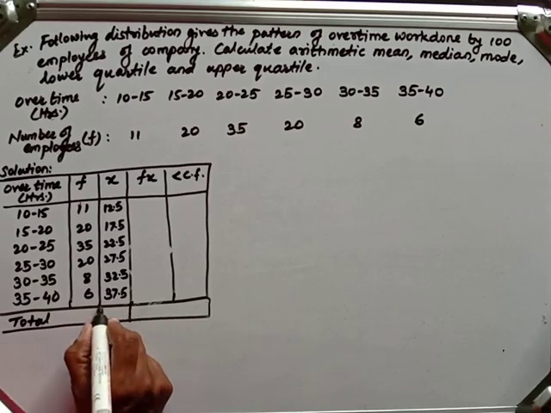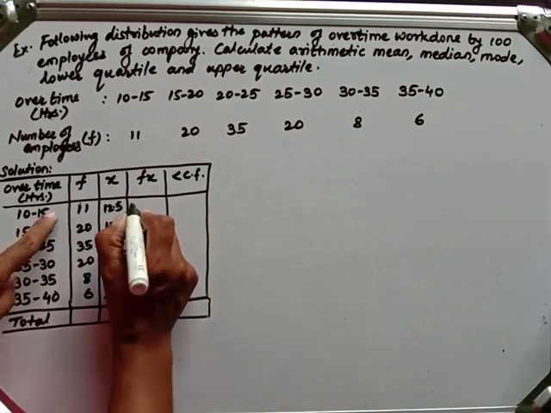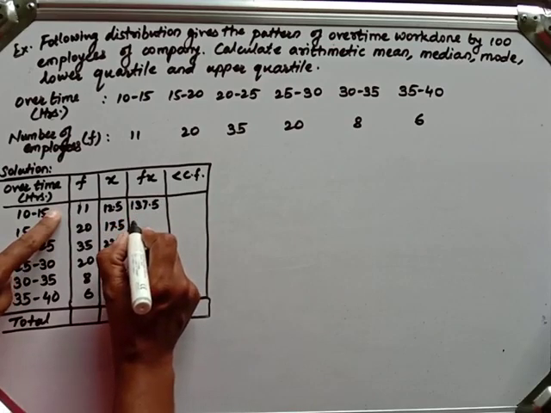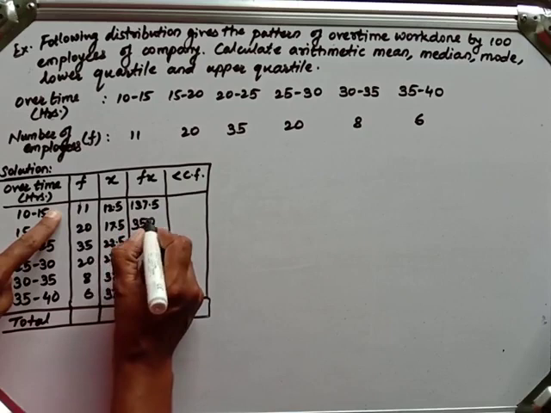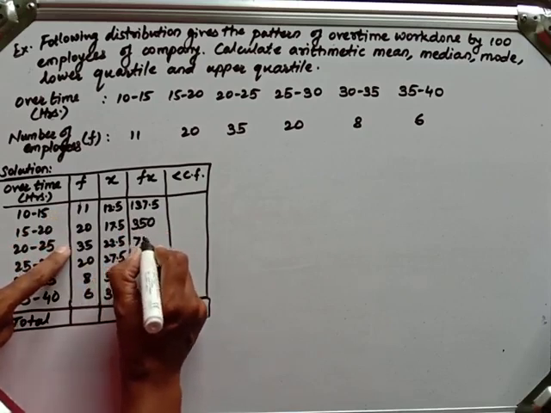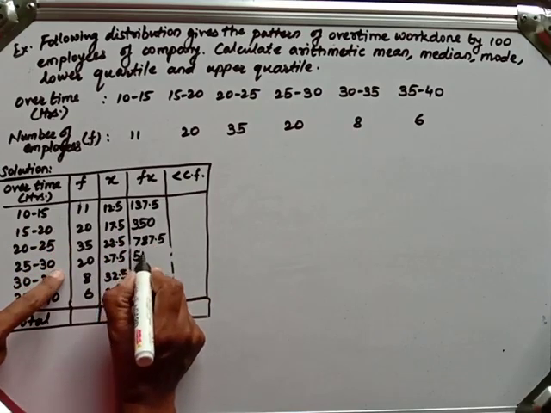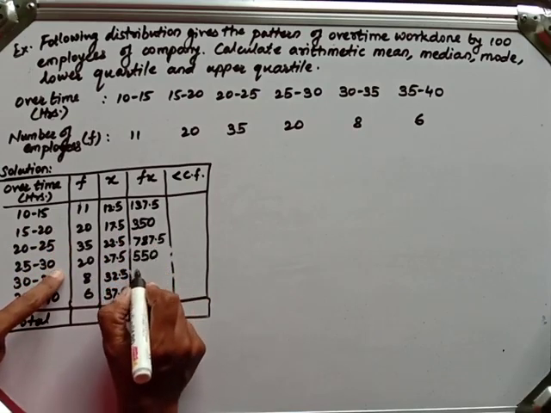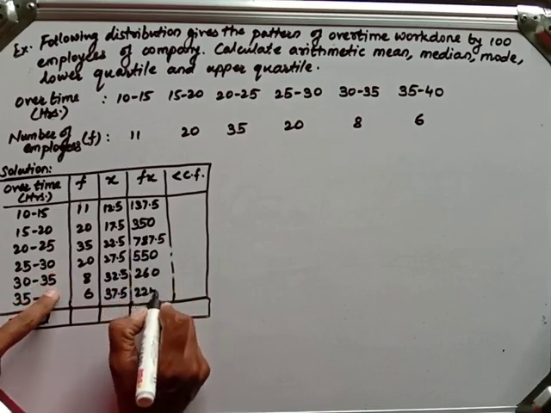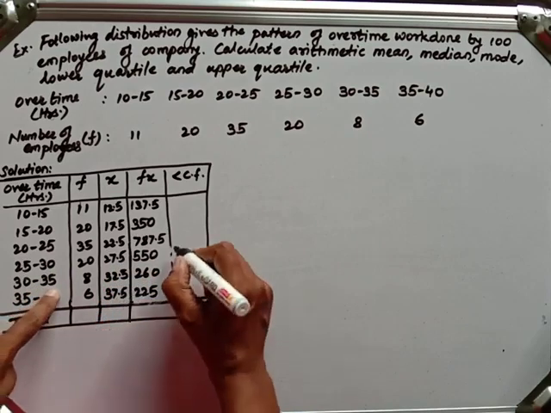Fine. So Fx we have to determine, the product of these. It will be 137.5. Here it will be 350. It is 787.5. It is 550. Here 260. Here 225.